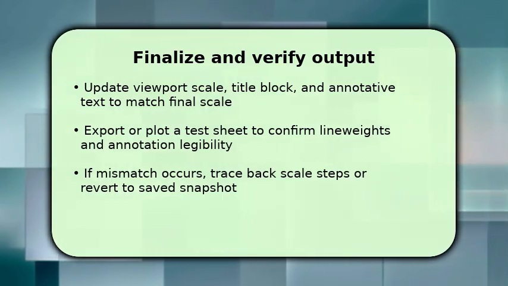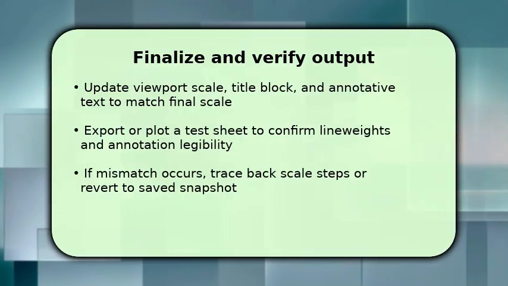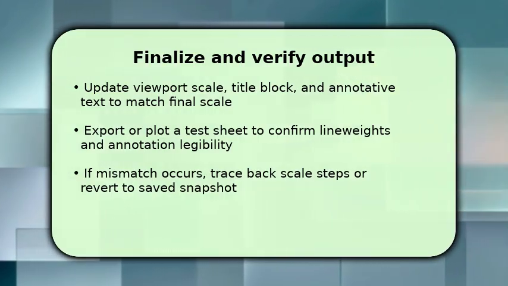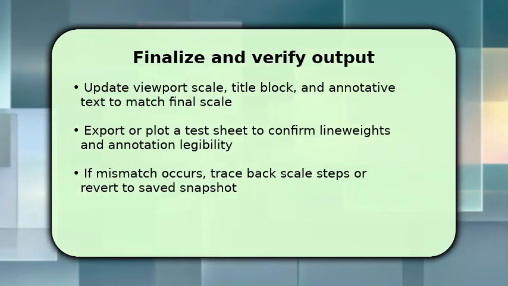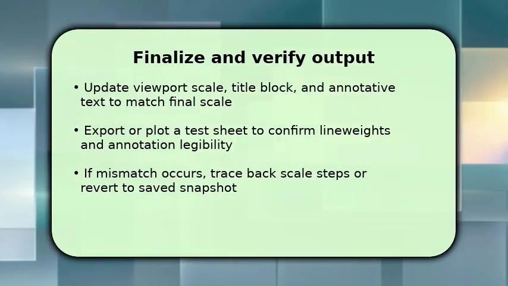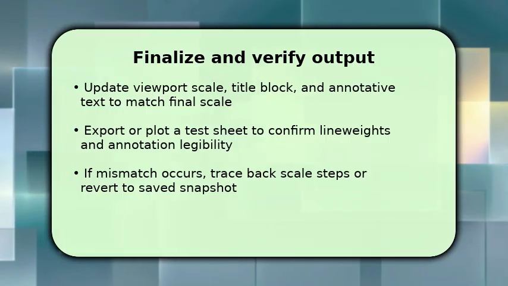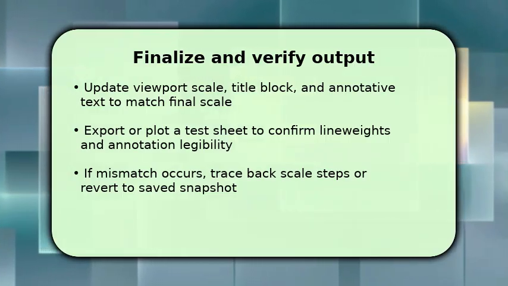output. If something looks off, make sure you didn't scale twice or forget annotative properties. Inspect the history or revert to a saved snapshot and repeat the single, controlled scale step. A common troubleshooting tip: check units and viewport scale first when output mismatches occur.